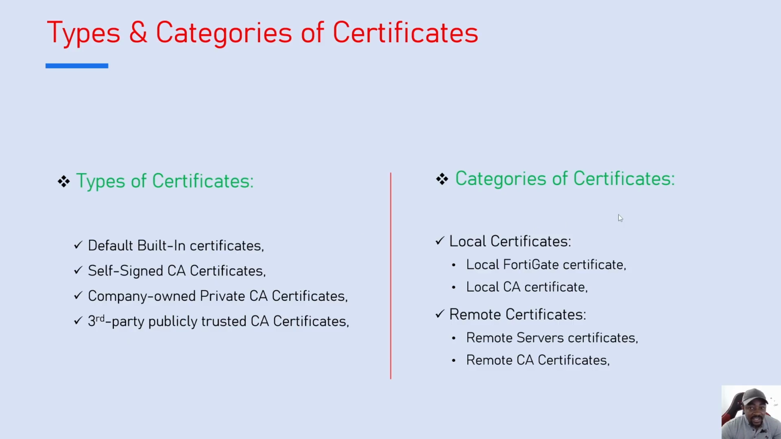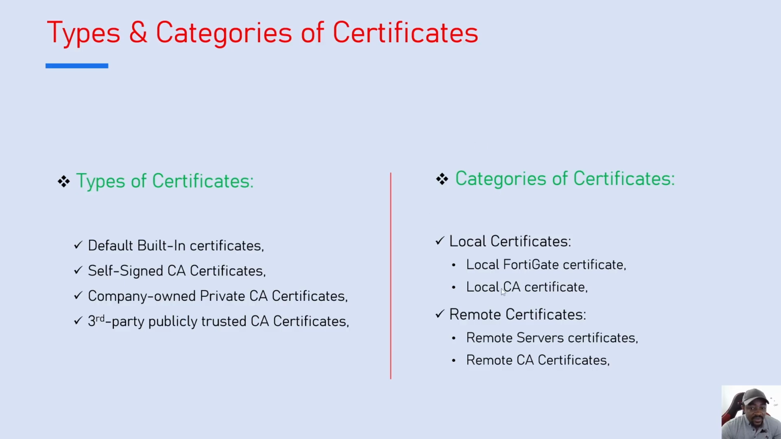On the other hand, for the categories of certificates, we have 2 main categories: local certificates and remote certificates. For local certificates, we have local FortiGate certificates. These are the certificates that are local to the FortiGate. This means these are certificates that were generated from the FortiGate device, like the CSR was generated from the FortiGate device, or the certificate was self-signed directly on the FortiGate device.